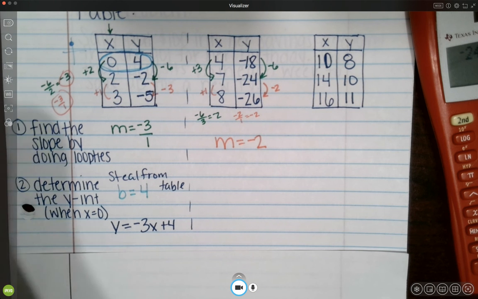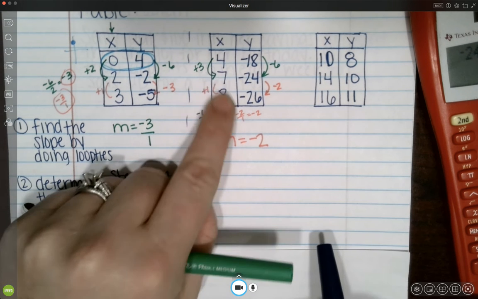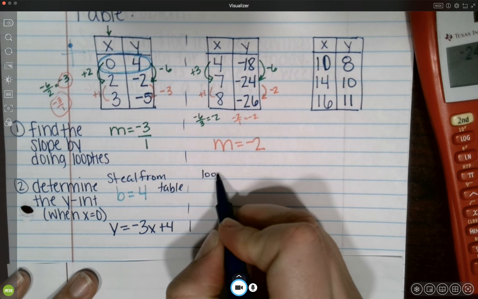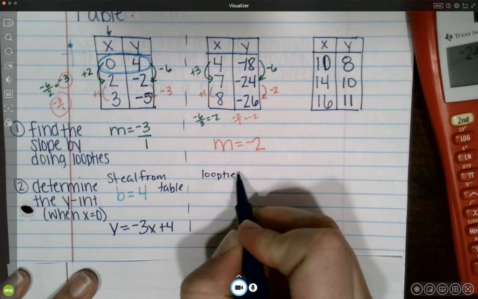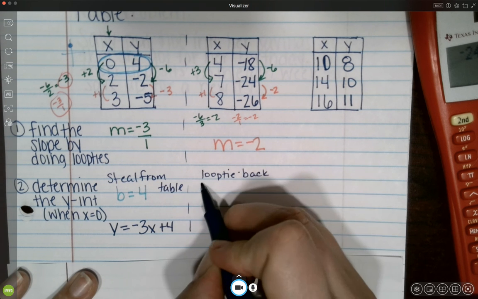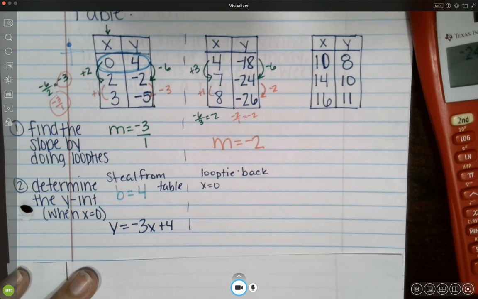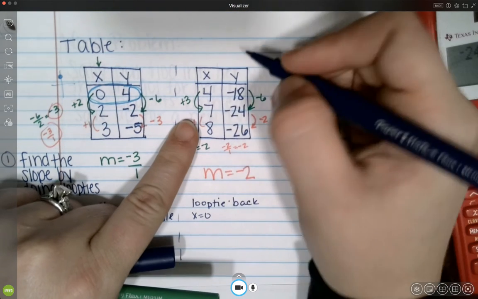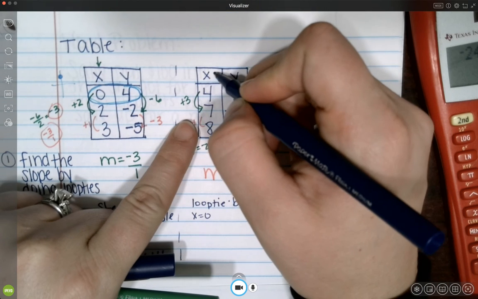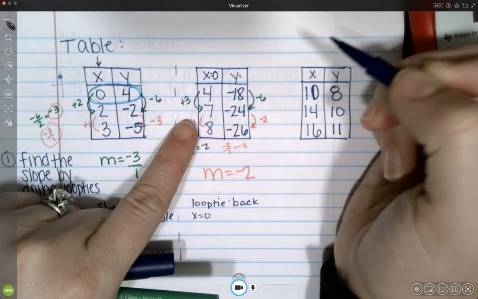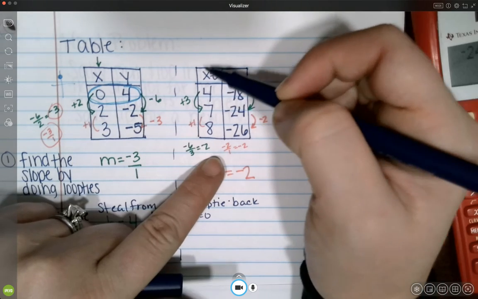Okay, a second strategy, aside from stealing from the table, because in this case I don't have my 0, is to loop d backwards. I'm going to loop d back to where x equals 0. Some people like to make a new table. Other people just like to write a 0 next to the x. Then I want to figure out, what does y have to equal? So I have to loop d backwards.